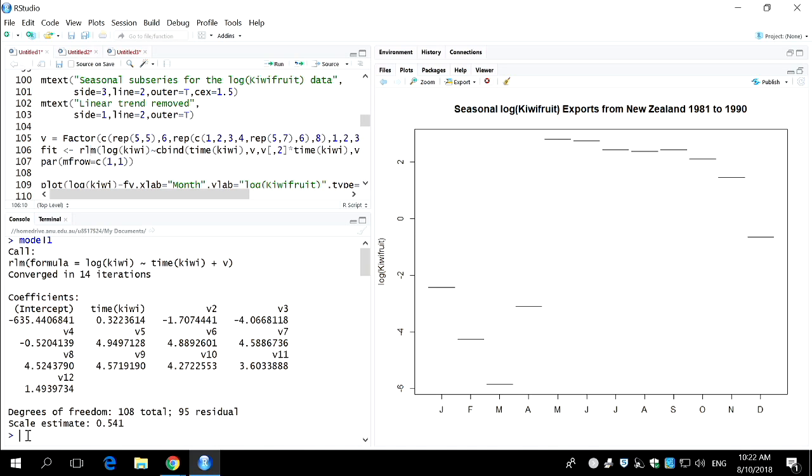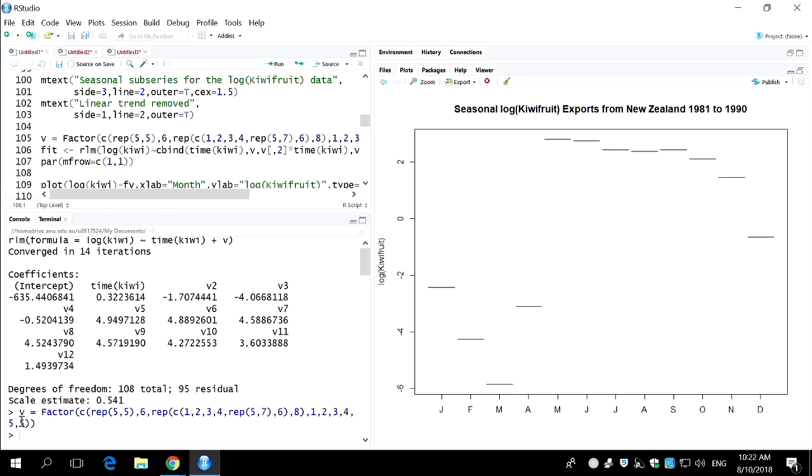So I'm going to show you how to fit the one that has a different constant for February, March, April, and then a single constant for May, June, July, August, September, October, and then separate things for November and December. So let's do that. This is how you might do that.